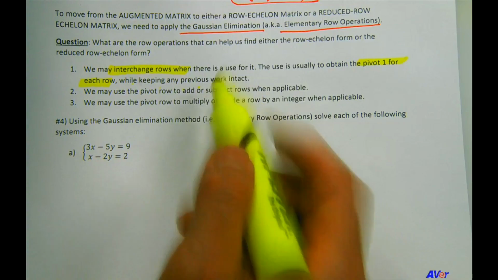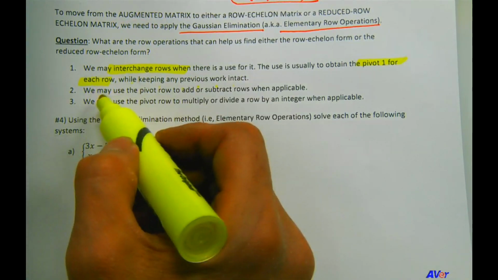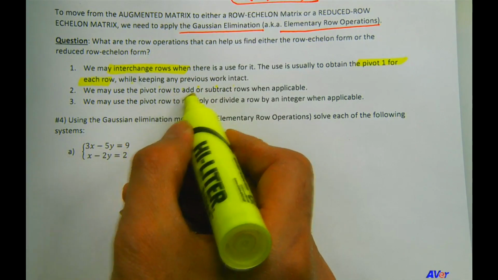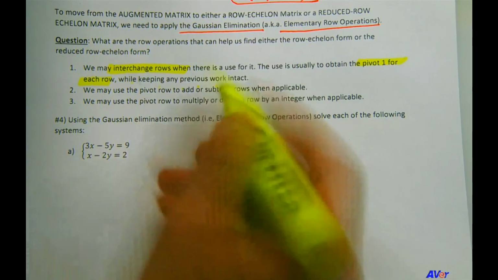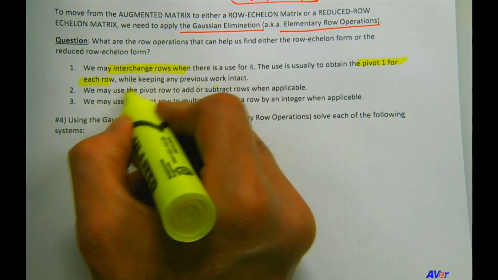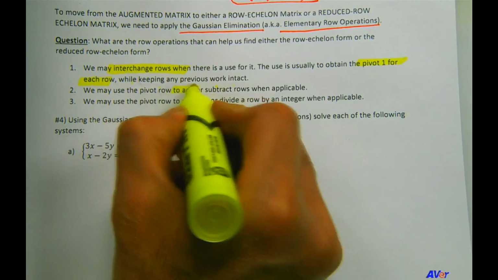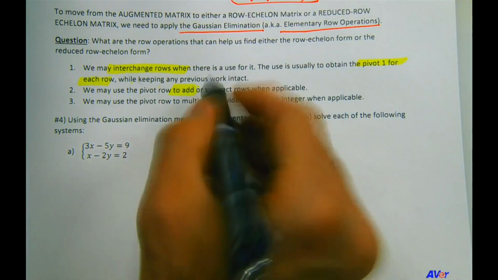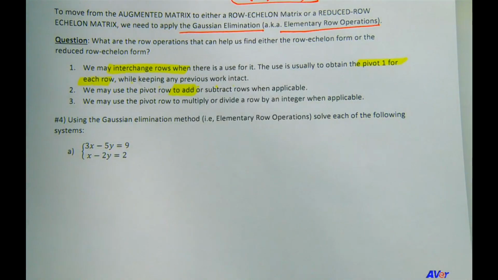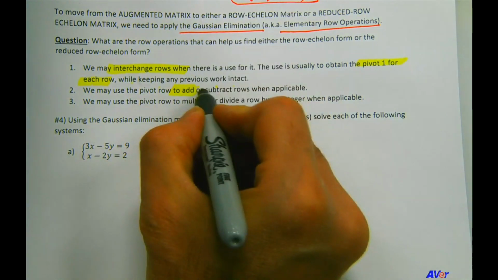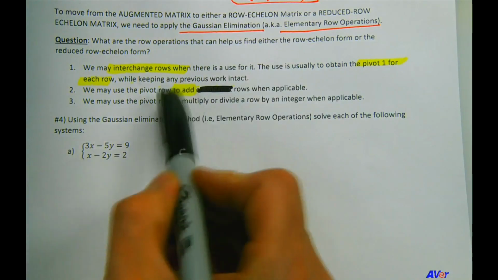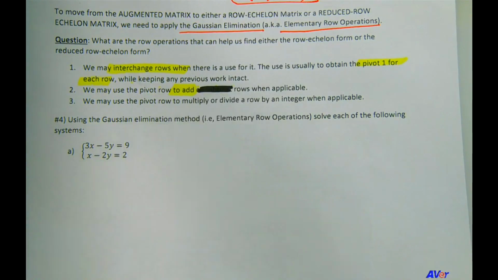Okay. Second operation that we're allowed to use: we may use the pivot row to add or subtract rows when applicable. So we might use the pivot row to add. I want to highlight that, and I want to get rid of this, and I'm going to use my thick marker to say not subtract. Let's get rid of that. We do not want to subtract rows. We always want to add rows to each other.